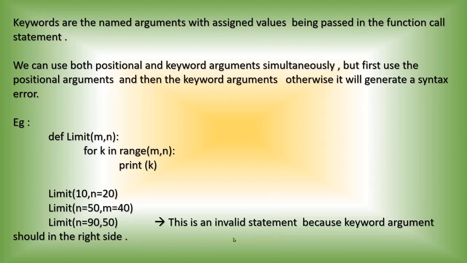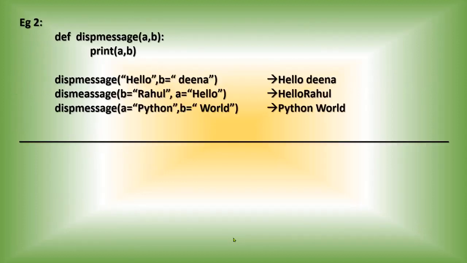This is an example for keyword argument. This is a text message. I'll explain this one, and after that I'll explain the variable length argument. A and b are the two arguments, and we are just printing a comma b. In the function call statement, first you are passing hello. Hello is passed to the variable a, and b equal to Dina, the value of b is Dina. So you are expecting the output hello Dina.